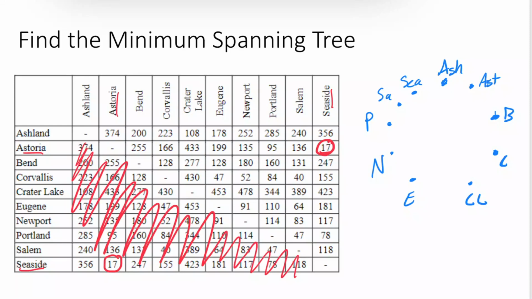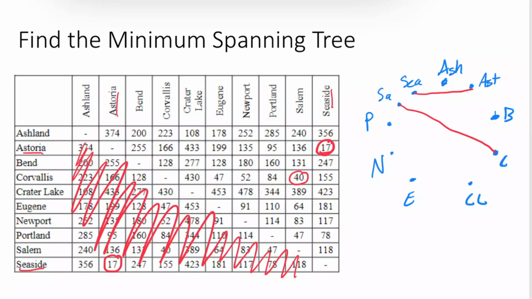So I would say, okay, 17 is my cheapest edge. So I want to include that edge. So Astoria to Seaside, I'm going to connect those two because I'm going to use that cheapest edge. Then I look for the next cheapest edge and it looks like 40, I think, is the cheapest one after that. And so I would say, okay, well, the 40 edge is between Corvallis and Salem. So I'll connect those two.